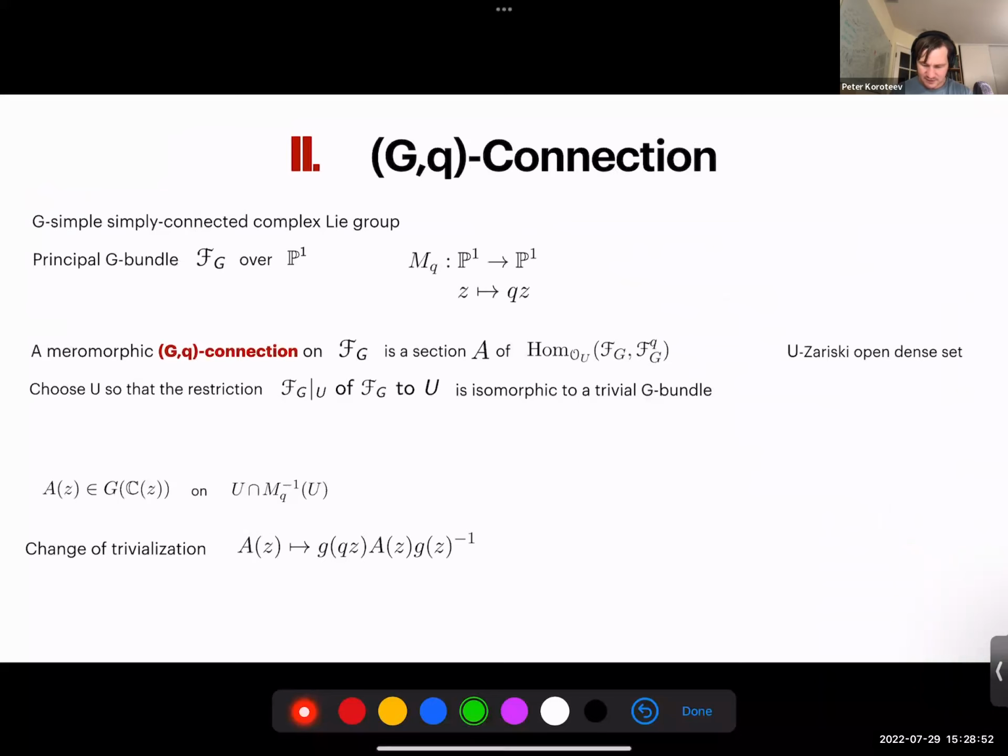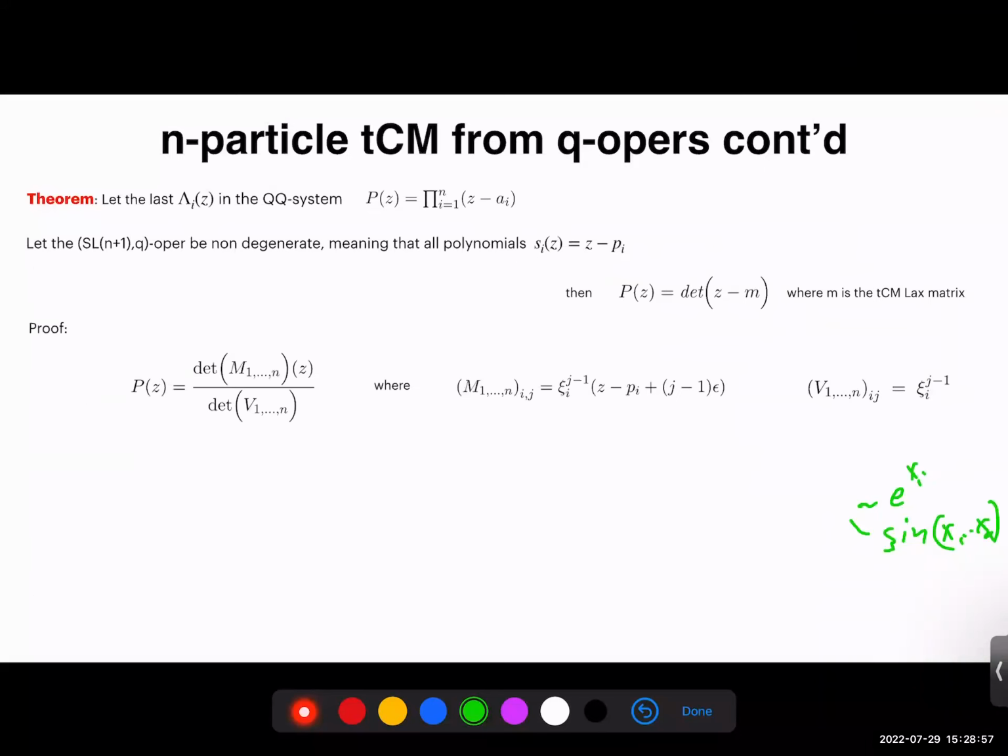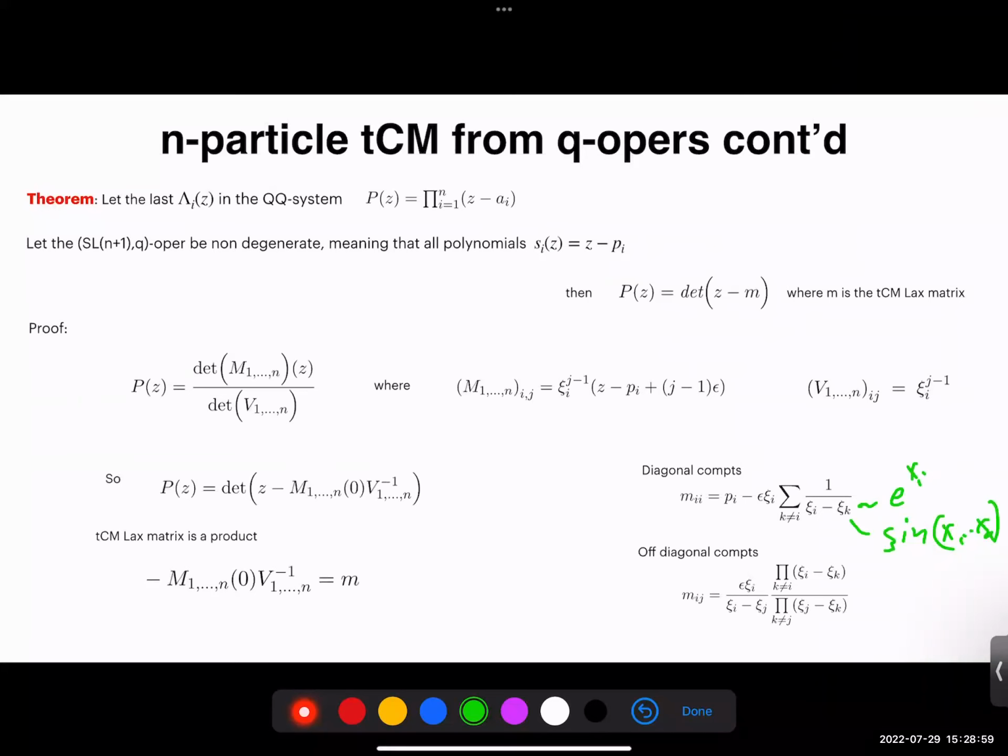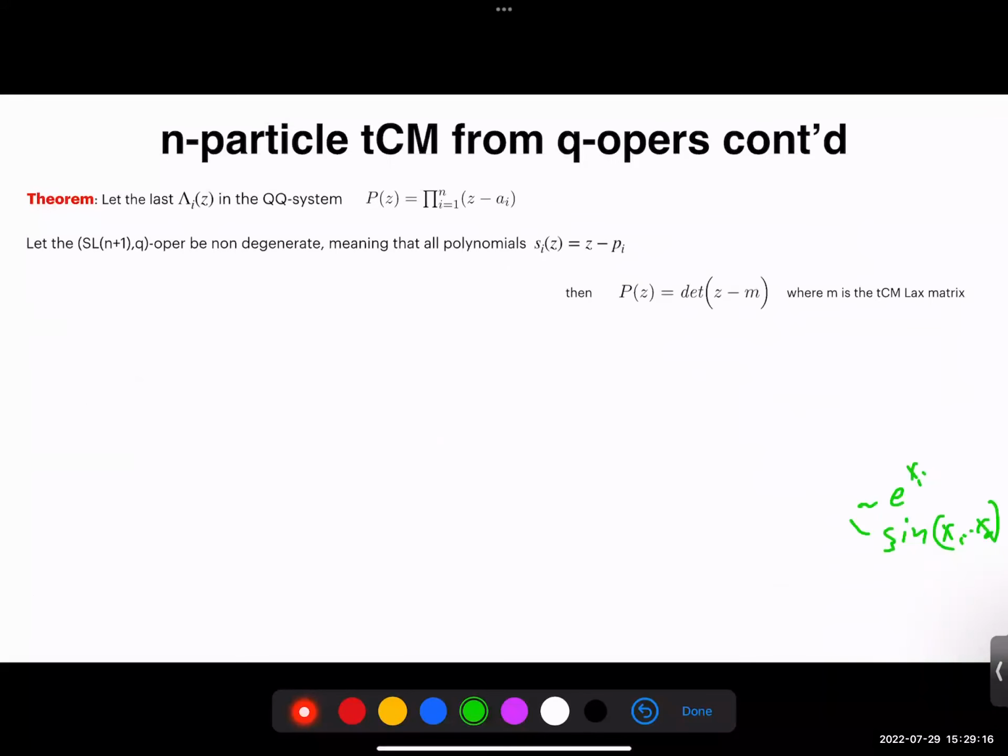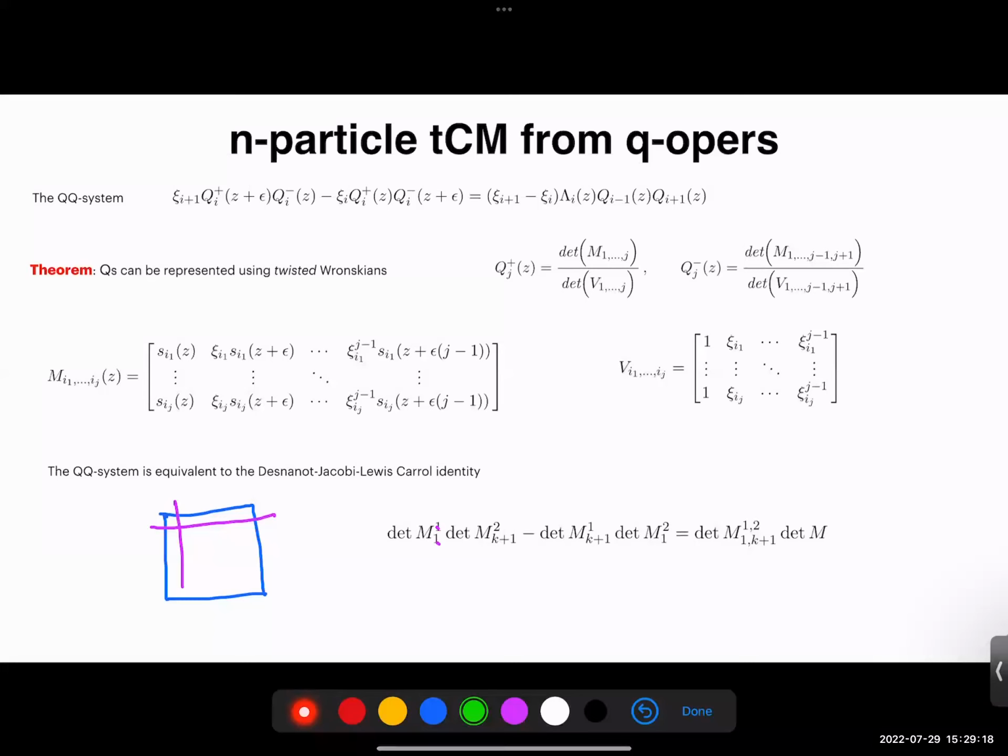I don't have time. Now, the question? Yeah, sorry, a quick question. I'm trying to understand a bit this connection between q-opers and the QQ system. You're saying that if you start from a q-oper, you can derive a QQ system? Yes. So the q-oper condition is equivalent to the QQ system. It's equivalent, so the other way around too: if you start from a QQ system, you can write q-opers. You can do the same, because the formula tells you how.